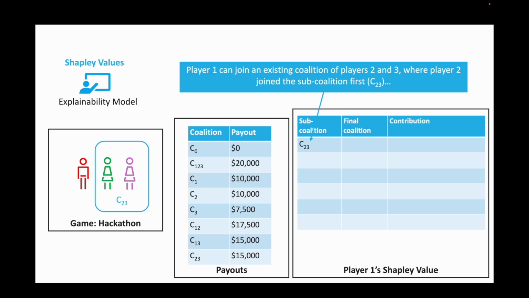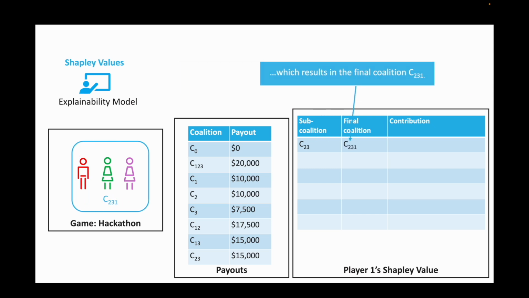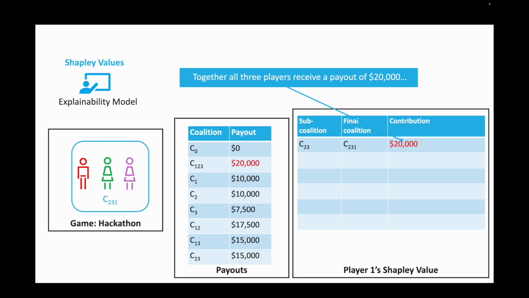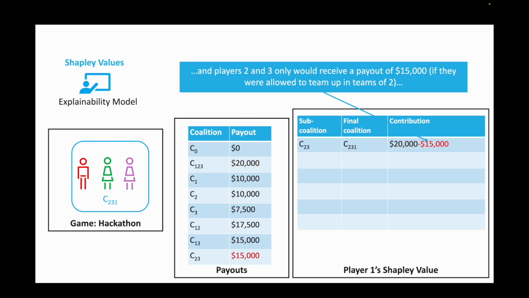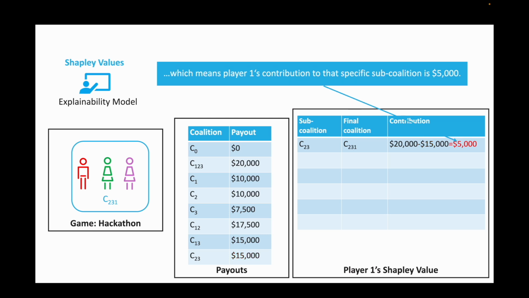Player 1 can join an existing coalition of players 2 and 3, where player 2 joined the subcoalition first, C sub 2, 3, which results in the final coalition C sub 2, 3, 1. Together, all 3 players receive a payout of $20,000, and players 2 and 3 only would receive a payout of $15,000 if they were allowed to team up in teams of 2, which means player 1's contribution to that specific subcoalition is $5,000.